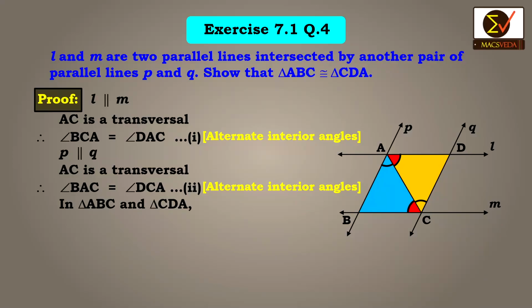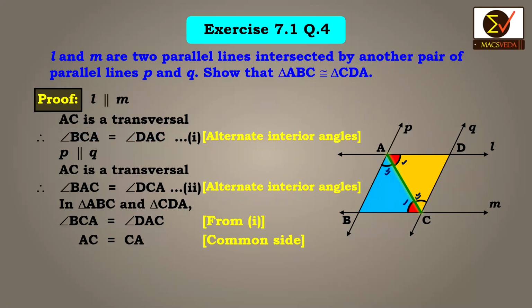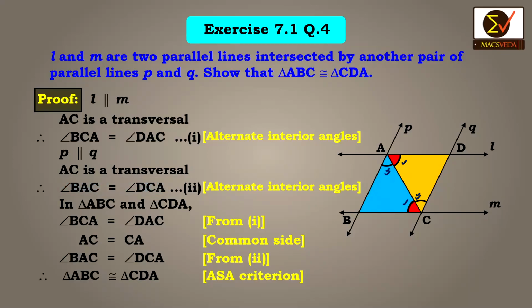Now, in triangle ABC and triangle CDA, angle BCA is angle DAC. That is, these two angles are same, and these two angles are also same. And here we are having a common side AC equal to CA. So, two angles and the included side are also same. Therefore, by ASA property, the two triangles are congruent. So, triangle ABC is congruent to triangle CDA by ASA criteria.